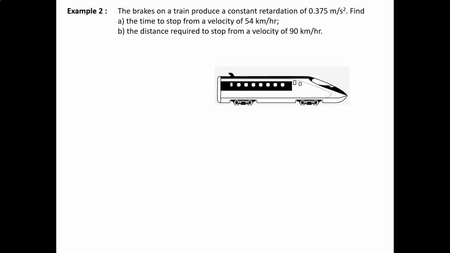Example 2. The brakes on a train produce a constant retardation of 0.375 meters a second squared. Now, retardation is slowing down, so it's got a negative acceleration. So we'll be using A equals minus 0.375 for that question. Find the time to stop from a velocity of 54 kilometers an hour. Now, kilometers an hour, we aren't allowed to use. We have to use the SI units, so we'll need to change that.